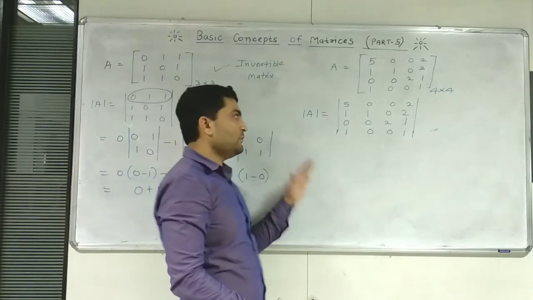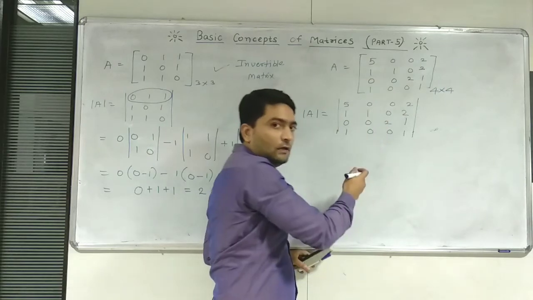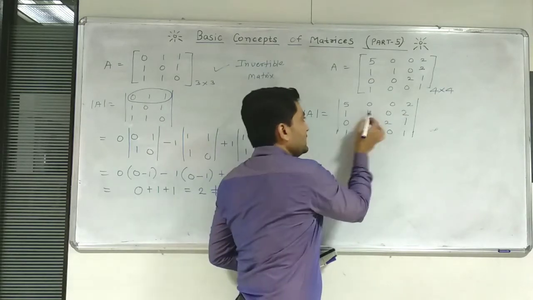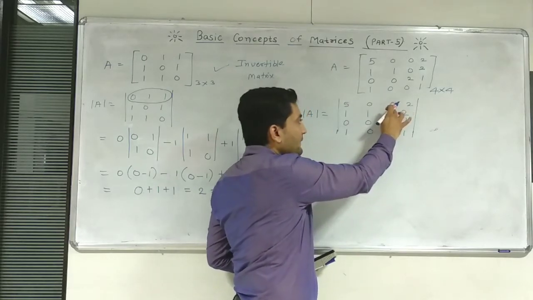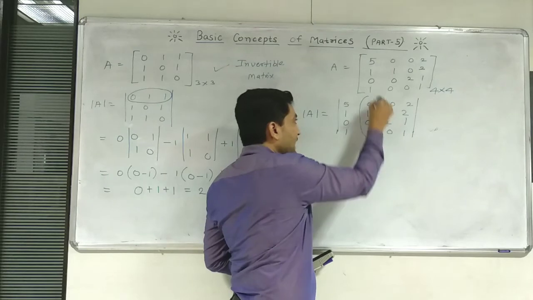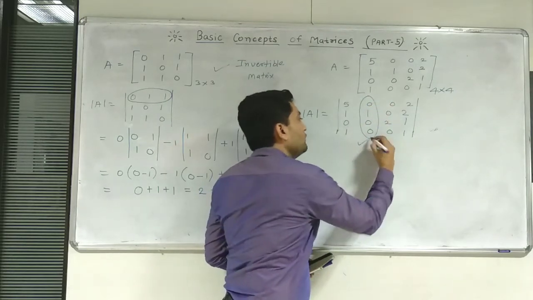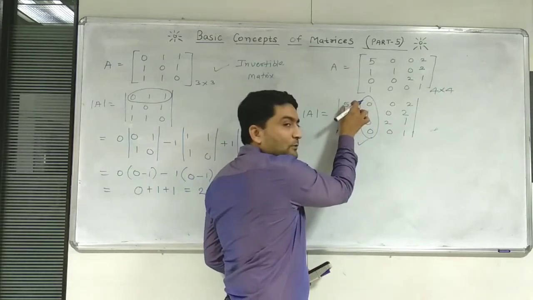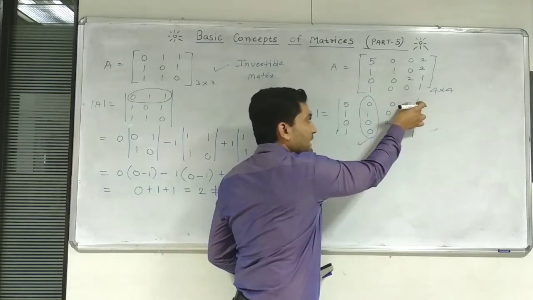Same procedure. You have to choose any row or any column which has the maximum zeros. For example, in the first row there will be 2 zeros, and in the second column there will be 3 zeros. So we have to choose this one. So the first entry is positive, then minus, or negative, then positive, then negative.